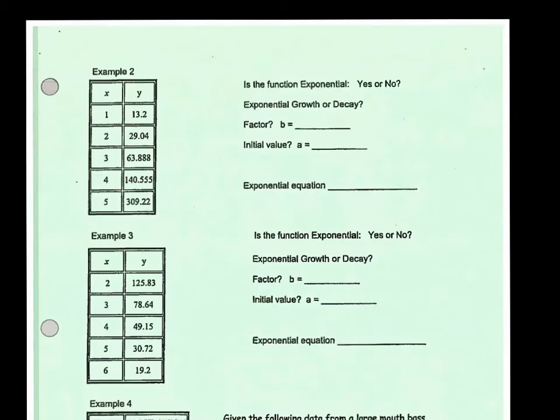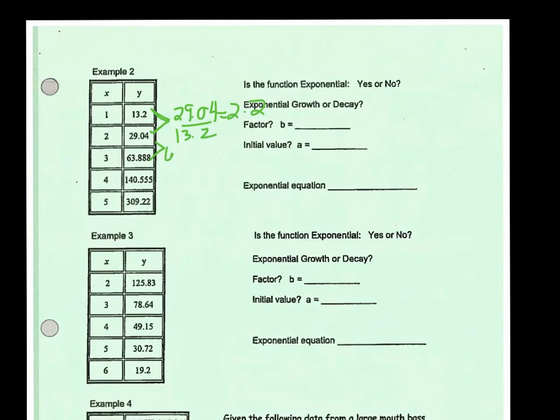Okay, so on page 20, I'm not exactly sure if this is exponential or not. These decimals look kind of crazy. So if I'm not sure, what I'm going to do is divide backwards. So I'm going to do 29.04 divided by 13.2. That's going to show me what, if anything, I multiplied by to get from one to the next. So that's 2.2.